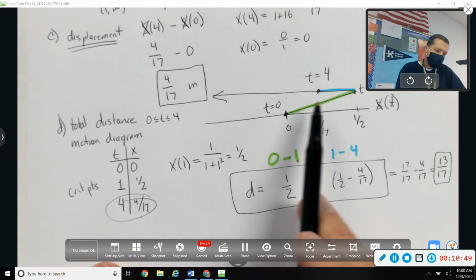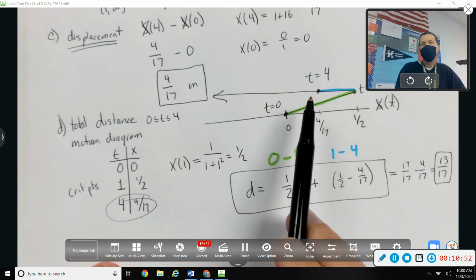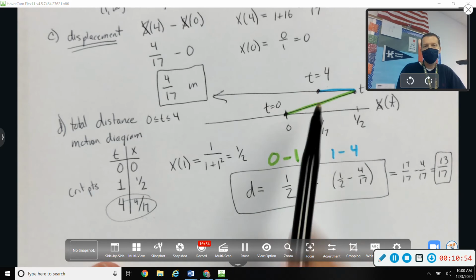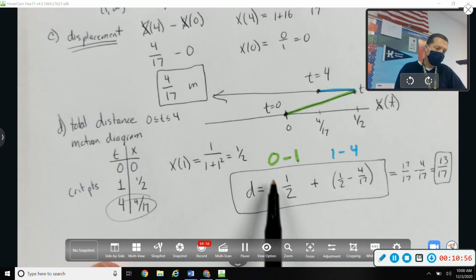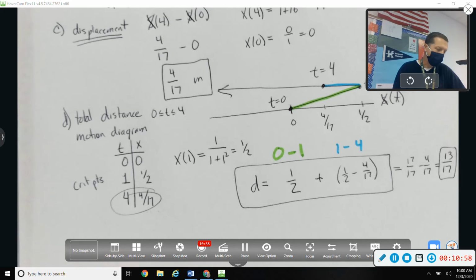All right, motion diagram didn't ask for it, but the test will, so that's why I wanted to go ahead and do one of those. And again, the color coding maybe helps see where the pieces are.